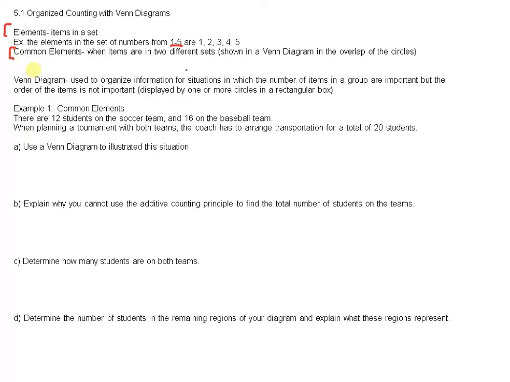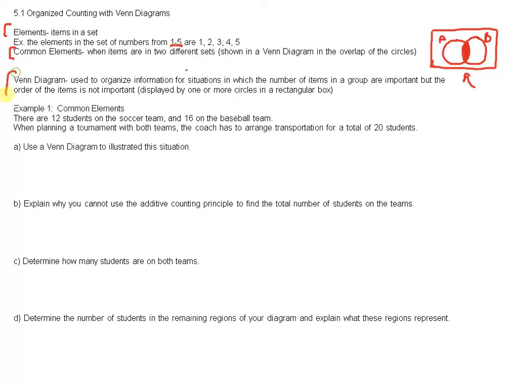And another definition is common elements. This is when items in two different sets in a Venn diagram overlap. So if we have a Venn diagram with two circles, aka two sets, it is everything right here in the middle, because these elements right here in the middle, where the red is, are in both set A and set B.